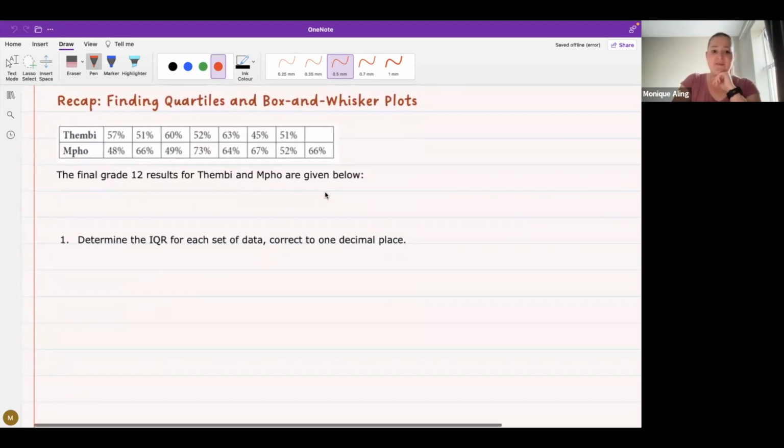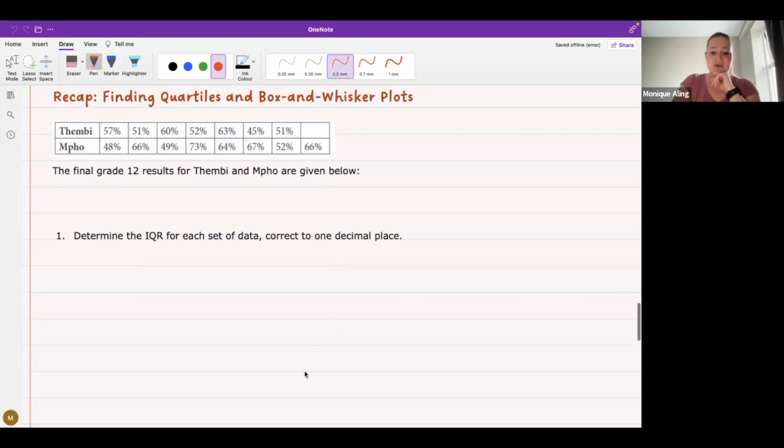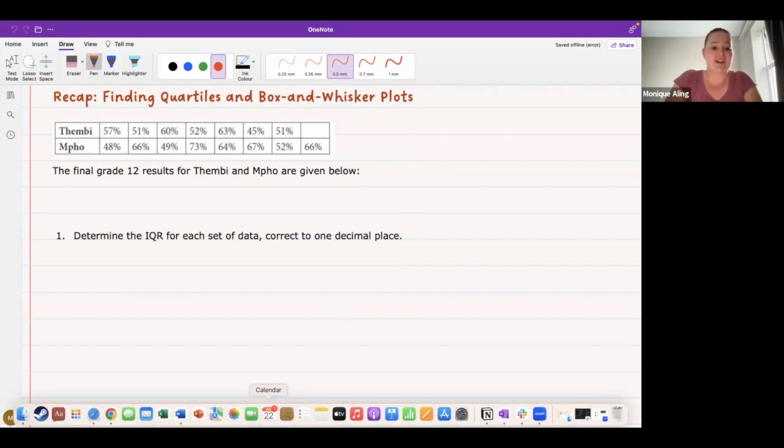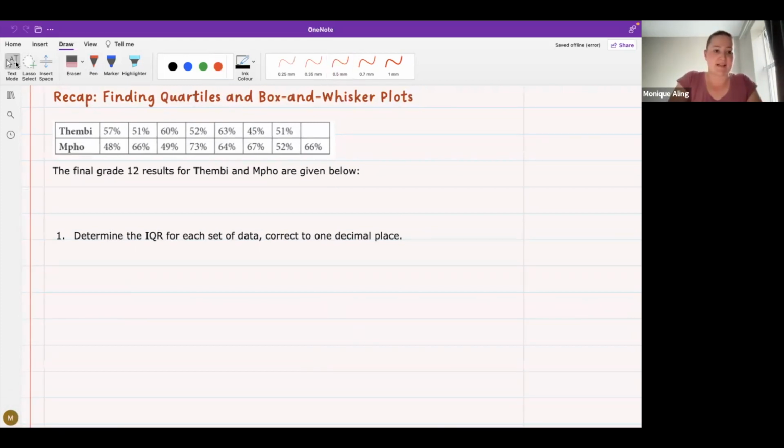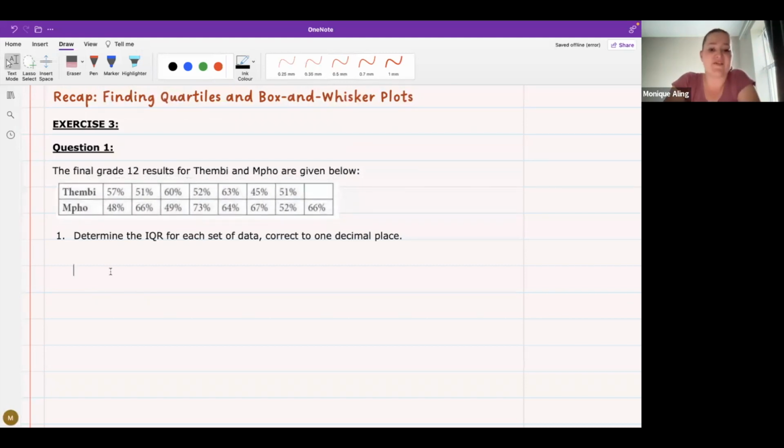Now let's recap finding quartiles and box and whisker plots. The final grade 12 results for Tembi and Umpo are given below. So we've got Tembi's marks, we've got Umpo's marks. Determine the IQR for each set of data correct to one decimal place. So if you're getting some decimals, I only want one decimal place in your answer. I'm going to ask you to quickly try that by yourselves. So I want the IQR for Tembi, IQR for Umpo.